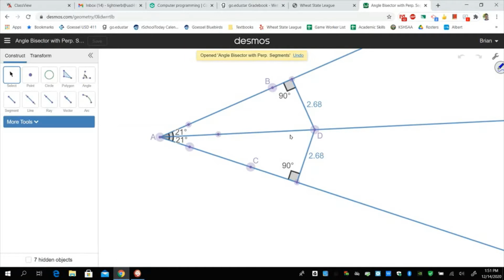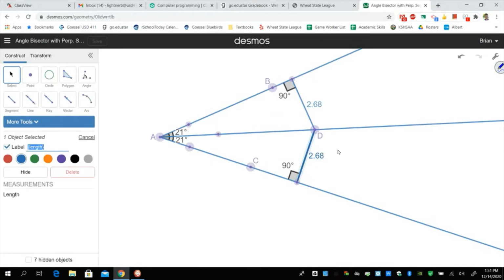So the angle bisector theorem: if a point lies on the bisector of an angle, so AD right here is my bisector of an angle. You see the two angles there at 21 degrees. So D lies on that bisector. Then it is equidistant from the two sides of the triangle. So then D, they're looking at this mark right here, that one and that one. See that 2.68? Since D is on the angle bisector, those distances are going to be the same.